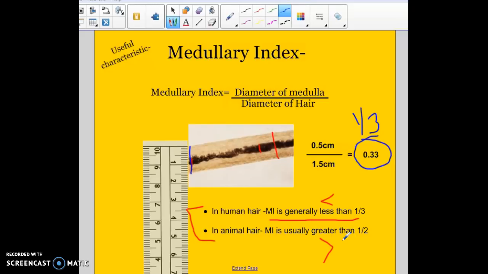A lot of times when you're looking under the microscope for the medullary index, you have to just estimate. Is it 1/4 of the whole hair? Is it 1/2? Is it 1/3? And so on and so forth, because sometimes you don't have a ruler that can get underneath the microscope. So the medullary index is one way that we can compare hairs.